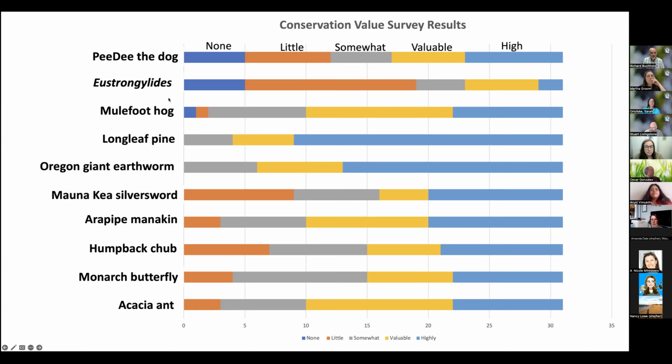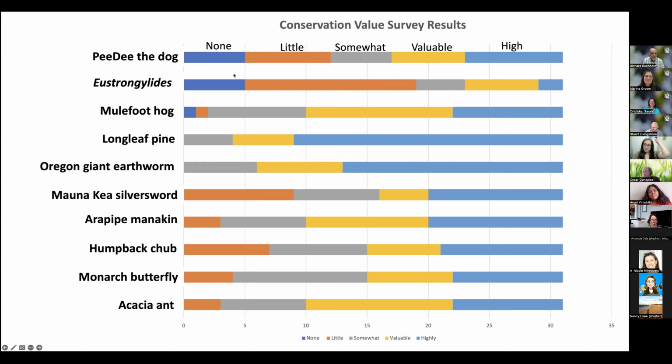And look here, just as many people said PD had no value as Eustrongilides, the nematode parasite, right? But notice that almost nobody, 2 people, said that the parasite has high conservation value. They sort of knew, all right, I got to put a little here because I'm not going to say it has no value, but they didn't sense that it could be important.